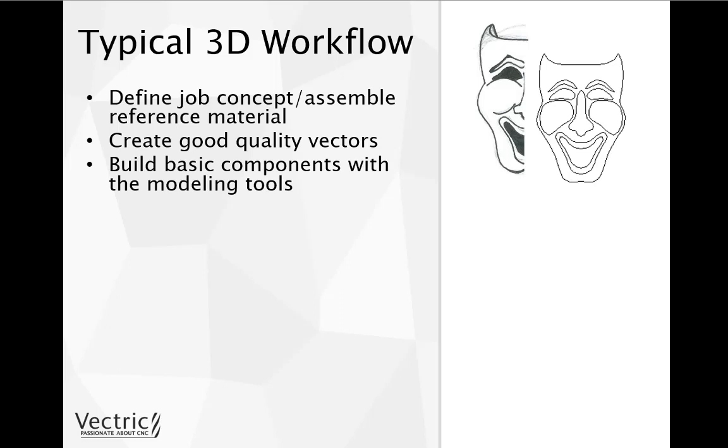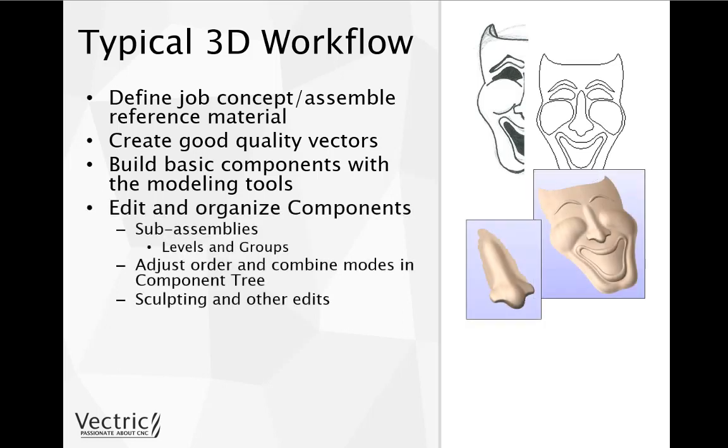And as you build more shapes, you'll need to organise your components into sub-assemblies, whereby you'd look at levels and groups. You can adjust the order and the combined modes of these components to slowly build a more complex shape, and that's managed in the component tree. Now, as you're doing this, you may use some of the editing tools to start to smooth and blend the components together to get the shapes to interact with each other just the way that you want.